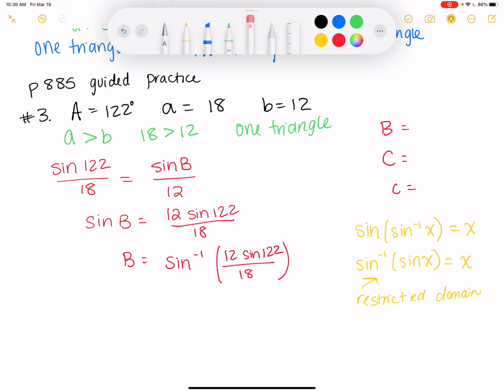Okay, so what is this value? 34. So B is equal to 34 degrees.